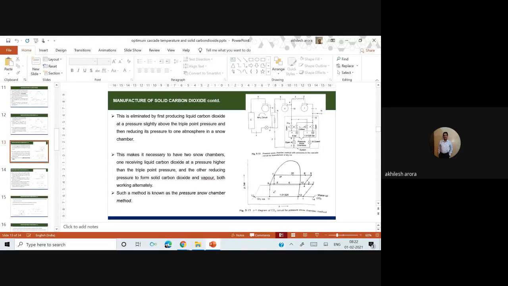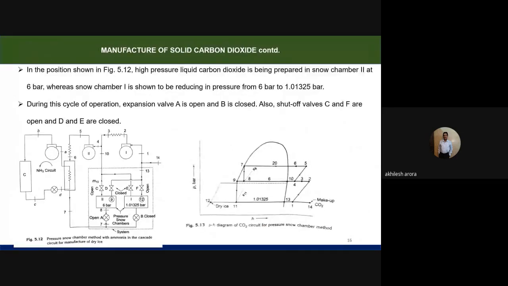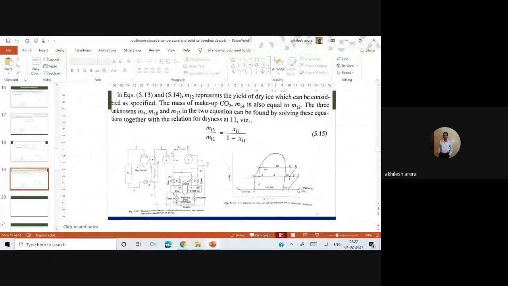Can you see this PPT? Yes, sir. Yes, sir. Oh, so once again, perhaps I can go to the, yeah, just a minute. I will take this diagram.